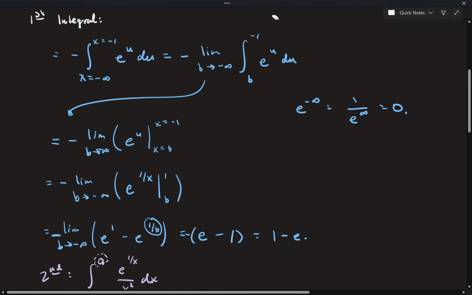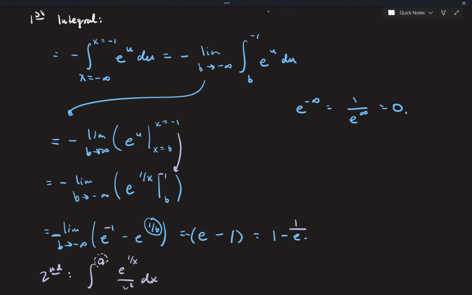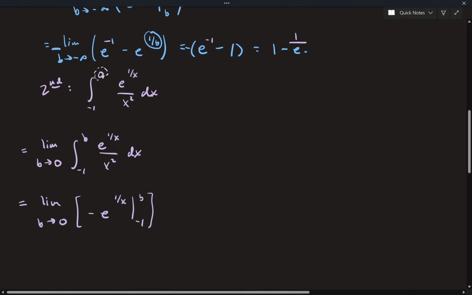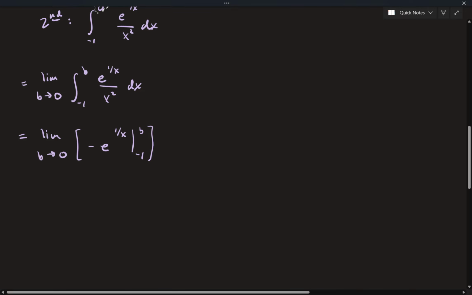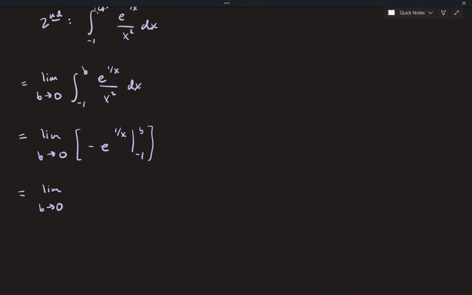See, I just screwed it up again. I can't believe I'm doing this. It should be b to negative 1. I just didn't copy over the minus 1. So it should be e to the minus 1. Should be 1 minus 1 over e. Now we're good. Pardon me. So should be, can continue with this, limit b goes to 0 of negative e to the 1 over b minus e to the minus 1.